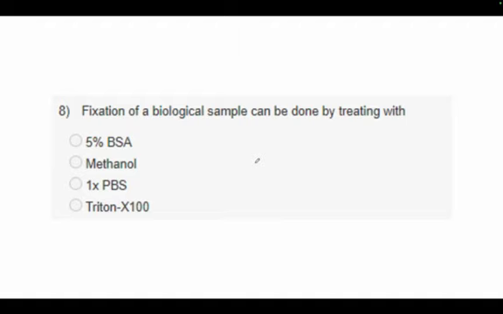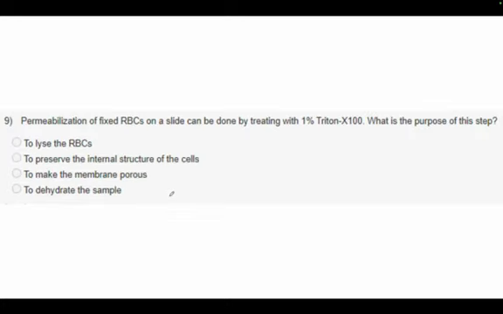And just quickly, we can discuss some questions related to this. Fixation of a biological sample can be done by treating it with methanol. All these reagents are used for other steps of the staining protocol. Permeabilization of fixed RBCs on a slide can be done by treating with 1% Triton X. What is the purpose of this step? The purpose of treating with 1% Triton X is permeabilization.